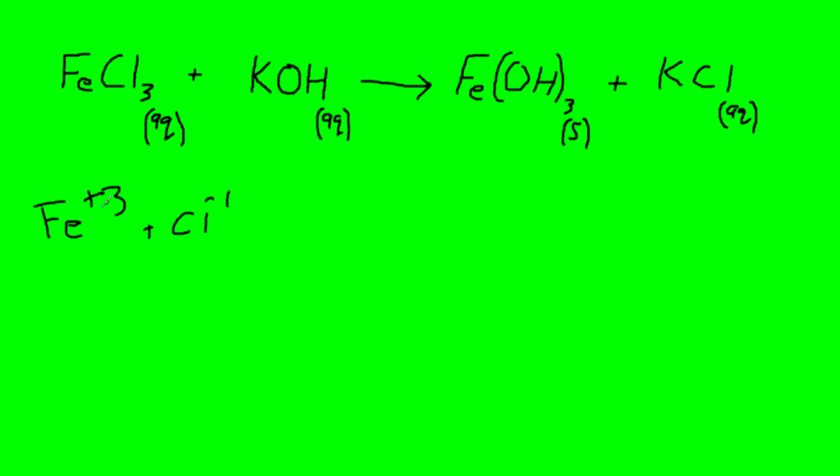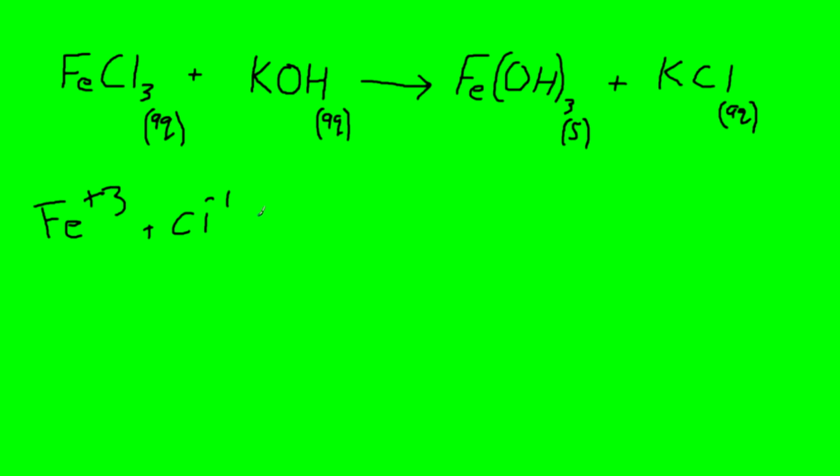This iron is a +3. It's a transition metal, and if you don't remember how to do charges for transition metals, you need to go back to the last lesson. But basically, we have 3 chlorines. They're each -1, so that's a total of -3. So this one iron has to be a +3.